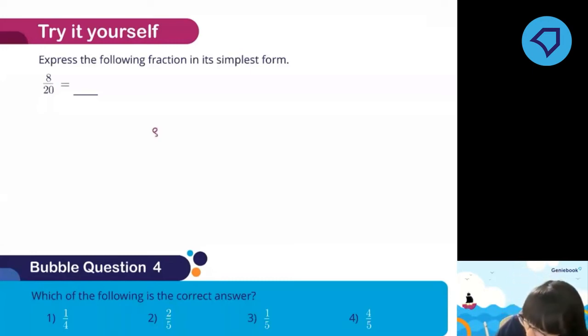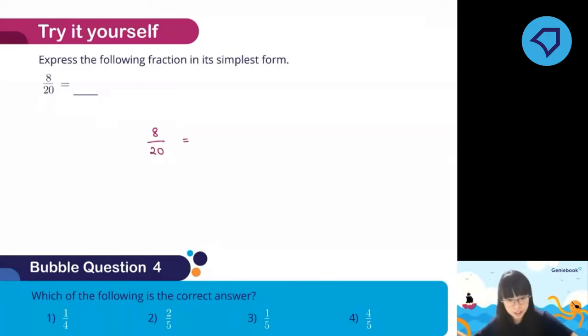Okay, so we have 8 over 20. Both of them are even numbers, so they can definitely be divided by 2. But is 2 the only number that they can be divided by? Can they be divided further? Okay. Megan, that's a good step. And then after that, it can be divided further. So look at the numerator, look at the denominator. In which multiplication table did the two numbers appear again? Iris, that is correct.